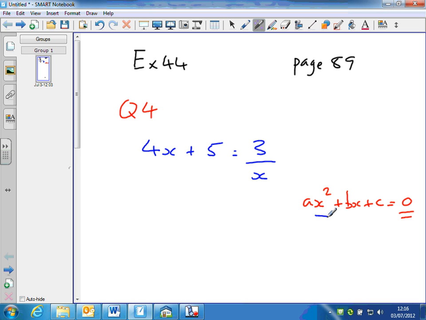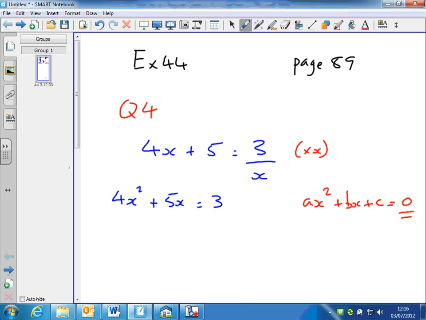Not at first sight, but what we do now is to, as we would do to rearrange any formula, first of all we would multiply both sides by x. If I multiply both sides by x, that gets rid of the x underneath on the right hand side, which gives us 4x times x gives 4x squared, plus 5 times x gives 5x equals 3. Now it's starting to look a little bit more like a quadratic equation.